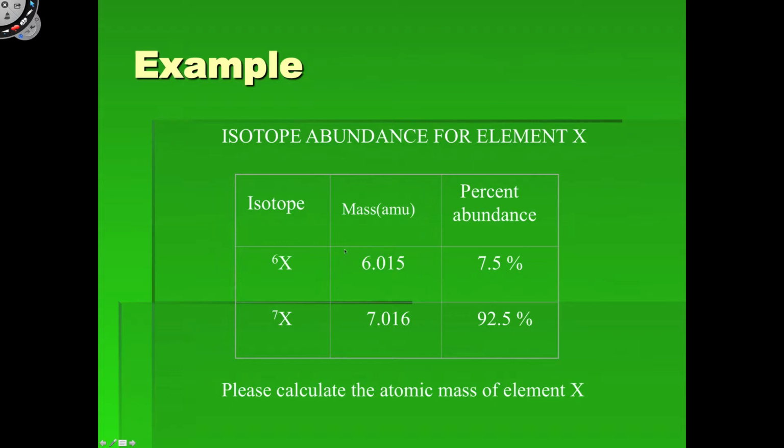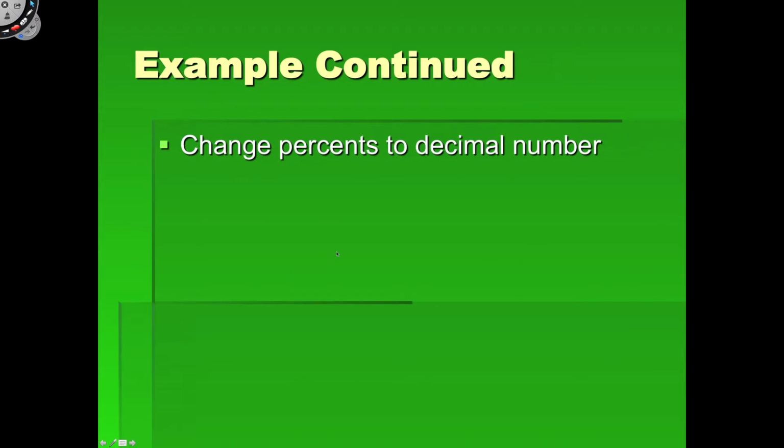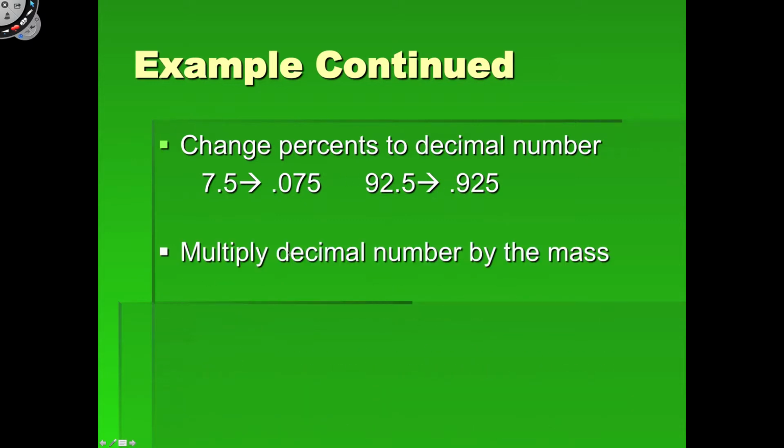Okay, what we're going to do first is take our percentages and convert them to decimal numbers. Well, of course, that's very easy. We take our 7.5 and we move the decimal over 2 spaces or divide by 100, whichever way you want to do it is fine, and we get 0.075. Then we take the 92.5 and we move it over 2 spaces to the left and we get 0.925. So you change your percentages to decimal numbers.